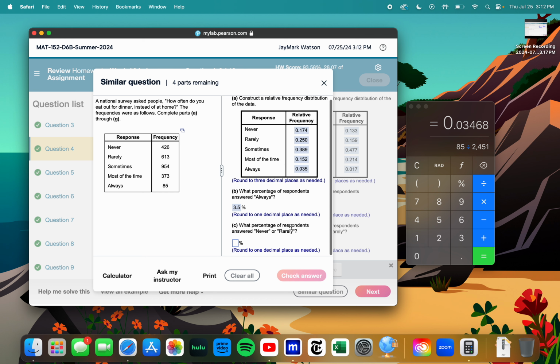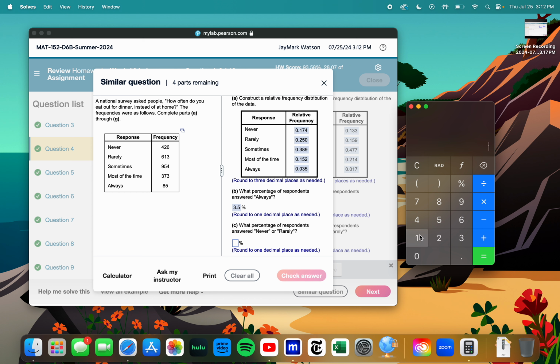What percentage of respondents answered never or rarely? We have to add never and rarely together. So never is 0.174 plus rarely, which is 0.250. Wait, that doesn't make sense. Something's wrong. Oh, I put that in completely wrong.